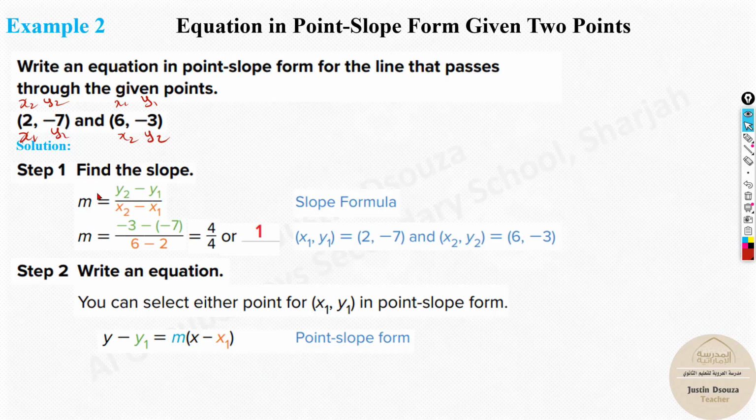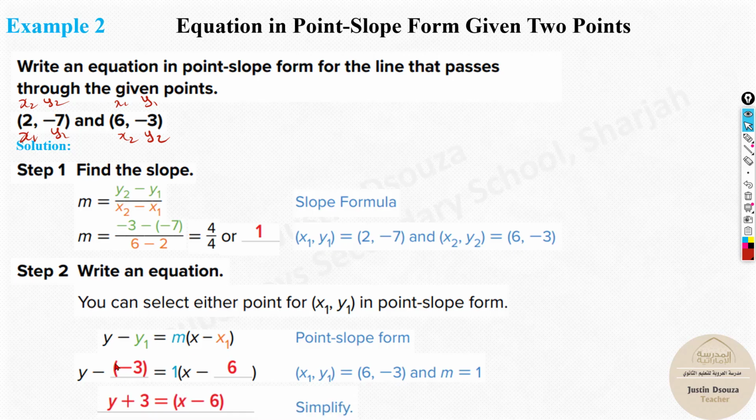There is no one definite answer, because if I use this point, the equation will be slightly different. But if I simplify it, yes, it will be the same. But if I'm just substituting, say y1 over here, which is taken, this is taken. So y minus of minus 3 equals slope is 1 into x minus 6. If I chose this, it would just be minus 7 and 2 over here. It's not wrong or right. It's the same thing, but there are multiple answers. Now when you minus and minus, it becomes plus, and this is the answer simplified.